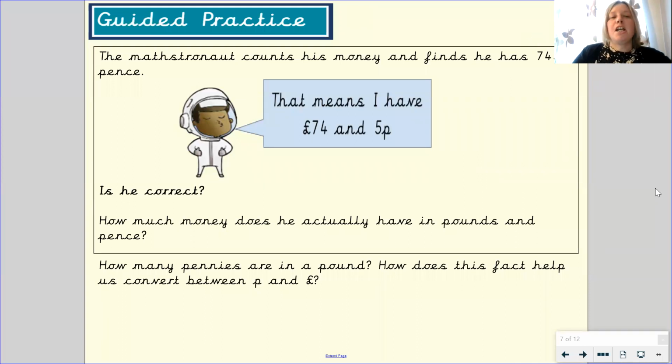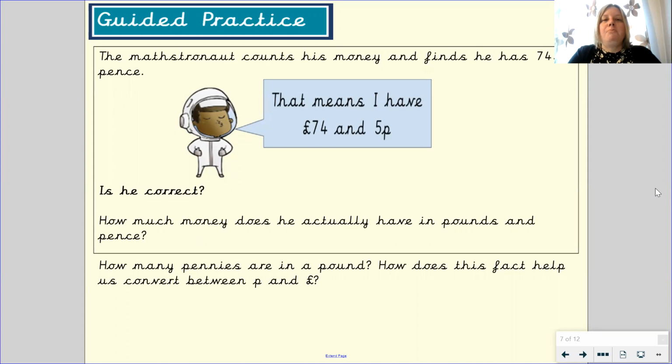So let's have a look at this problem together. The astronaut counts his money and finds he has 745 pence. The astronaut says, this means I have £74 and 5p. Is he correct? How much money does he actually have in pounds and pence?